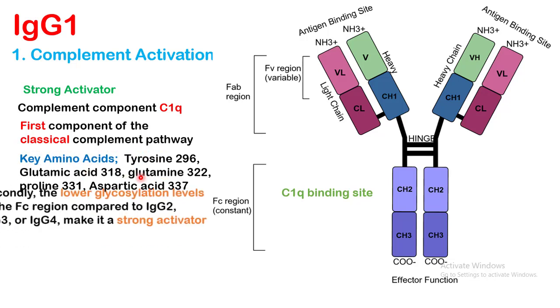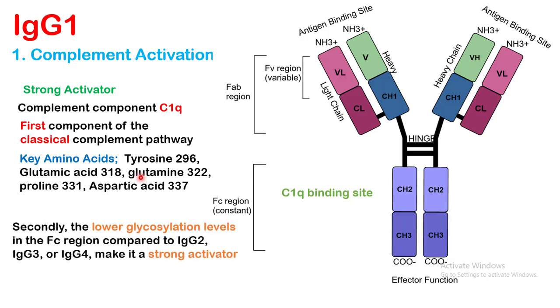Secondly, if you look at the glycosylation level of the immunoglobulin G1, there is a lower glycosylation level in the Fc region in comparison to the other subclasses of the immunoglobulin G, like the immunoglobulin G2, 3, and 4, thereby making it a strong activator of the complement system. So this is the first immunological function that the immunoglobulin G1 can perform. And we have already discussed in the classical complement pathway how it is going to neutralize the foreign pathogens.